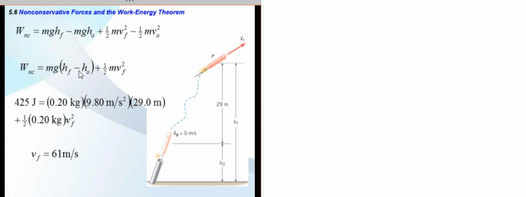This is now the change, the delta, the change of height. Because HF minus HO is 29 meters plus 1/2 the mass, 0.20 kilogram, then VF squared. So by just substituting all the given of this problem, we will get the final velocity of 61 meters per second.